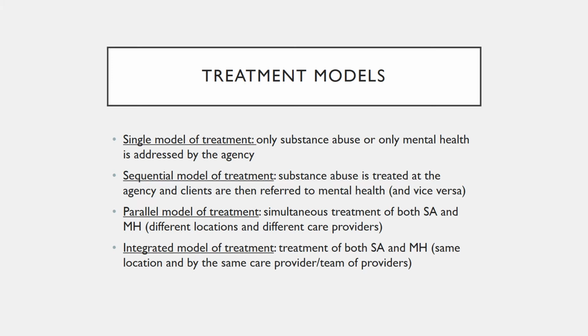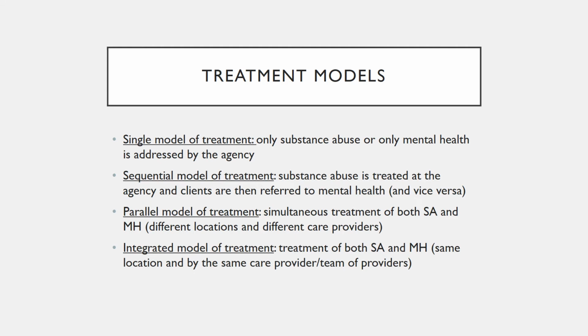Then there's also the sequential model of treatment. This is when, for example, substance abuse is treated at the agency and then clients are referred to a mental health agency afterwards. And that can work vice versa as well. Then there's the parallel model of treatment, where simultaneously someone is being treated in an agency for substance abuse and also being treated in a different agency for mental health. So they're often going to be at different locations or at least a different provider that's providing that service.